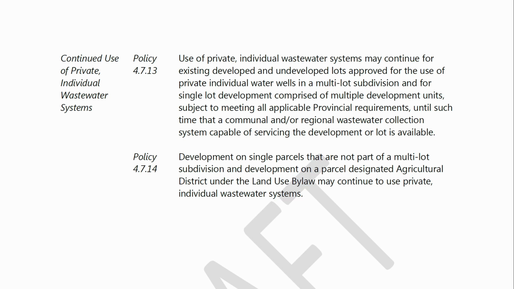Single parcels that are not part of a multi-lot subdivision or development on a parcel that is designated agriculture can continue to use private individual wastewater systems. So in some areas that may include use of a field if you're more than 800 meters away from the lake shore. If you're within 800 meters of the lake shore, you can have the private individual wastewater system, but the expectation is that it would be a holding tank.